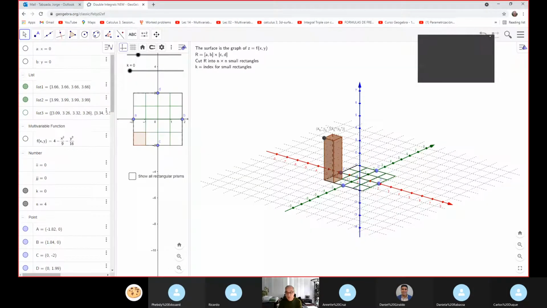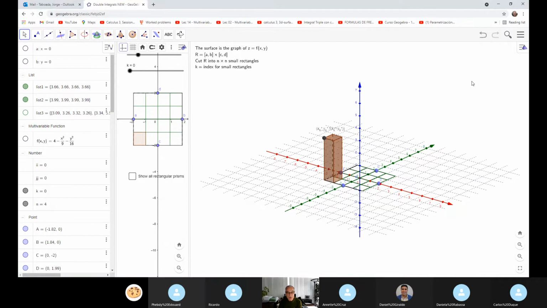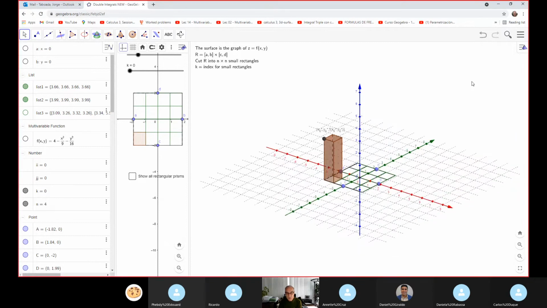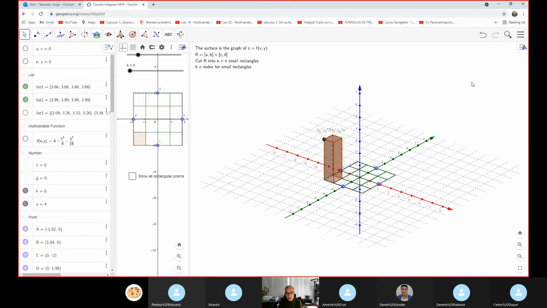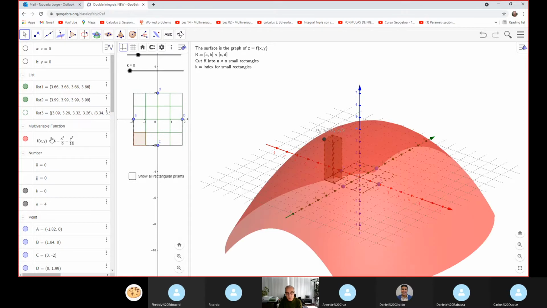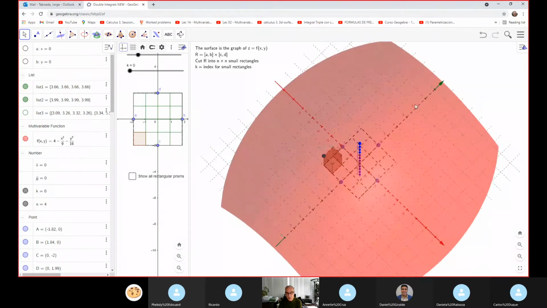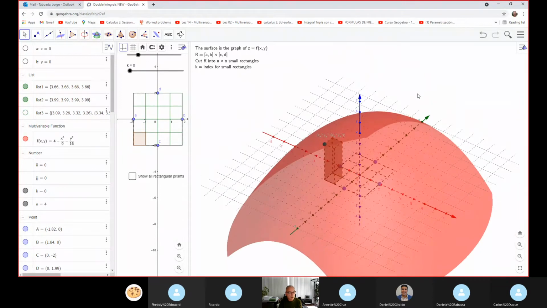Look, this is the GeoGebra, right? Okay, I create this animation to explain more clearly the interpretation of the double integral. Remember, suppose we have a surface like that. Boom. Wow. Looks like a paraboloid, right? It's a paraboloid, an elliptic paraboloid.